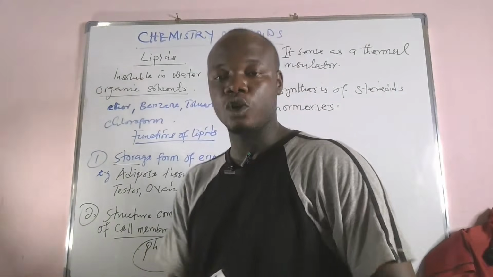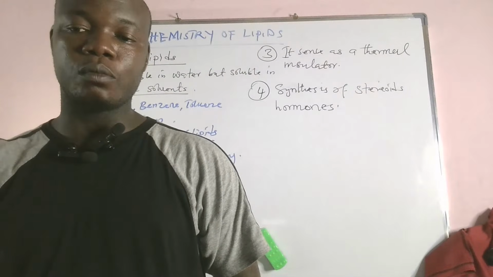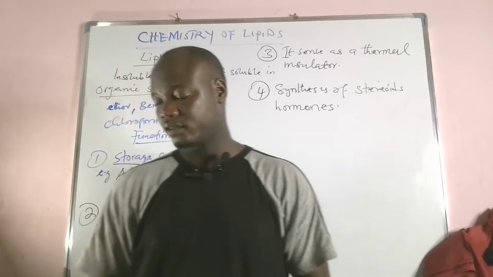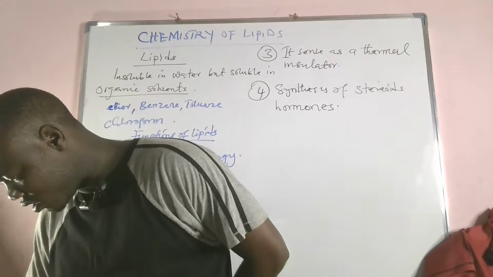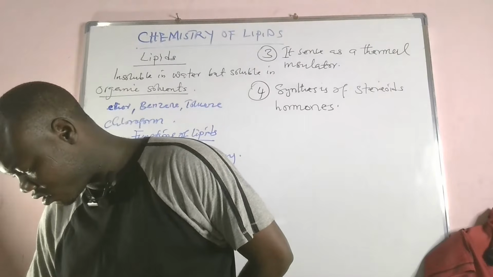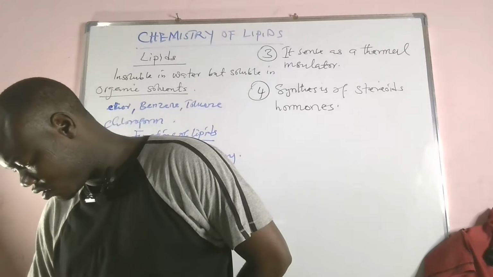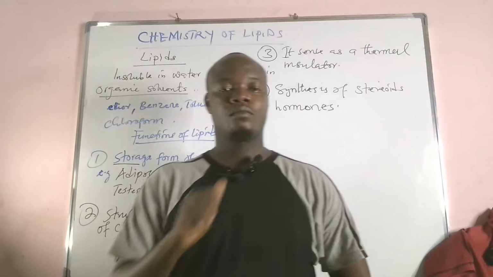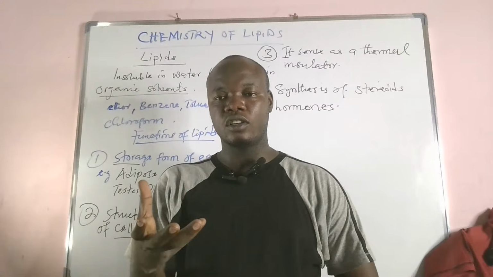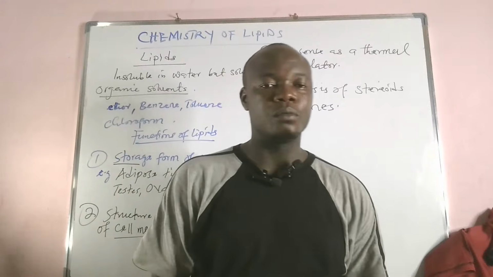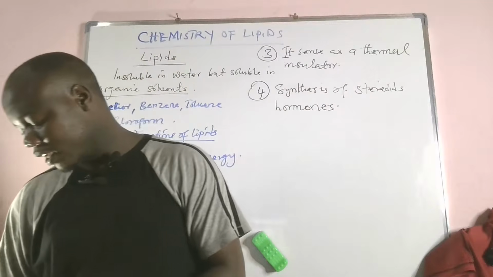Please, who can give me examples of steroid hormones? I need one example of steroid hormones. Excellent. Corticosteroid, aldosterone, testosterone, progesterone, all are examples of the steroid hormones that are synthesized using lipids. Excellent. Cortisone, all of them are examples of that.